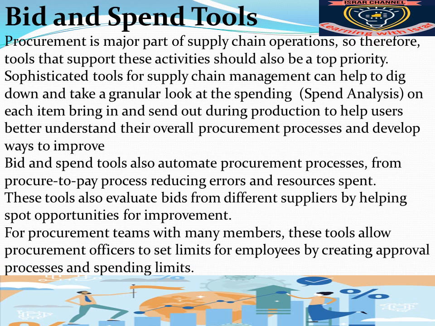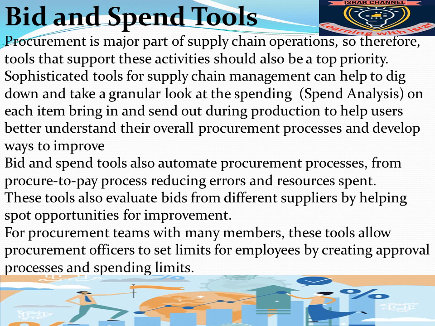Okay, the next tool is the bid and spend tools. As we know, procurement is a major part of supply chain operations. So, therefore, tools that support these activities should be given top priority. These sophisticated tools help to dig down and take a deeper look at spending, with a detailed spend analysis on each item brought in and sent out during production, to help managers better understand their overall procurement process and develop ways to improve.